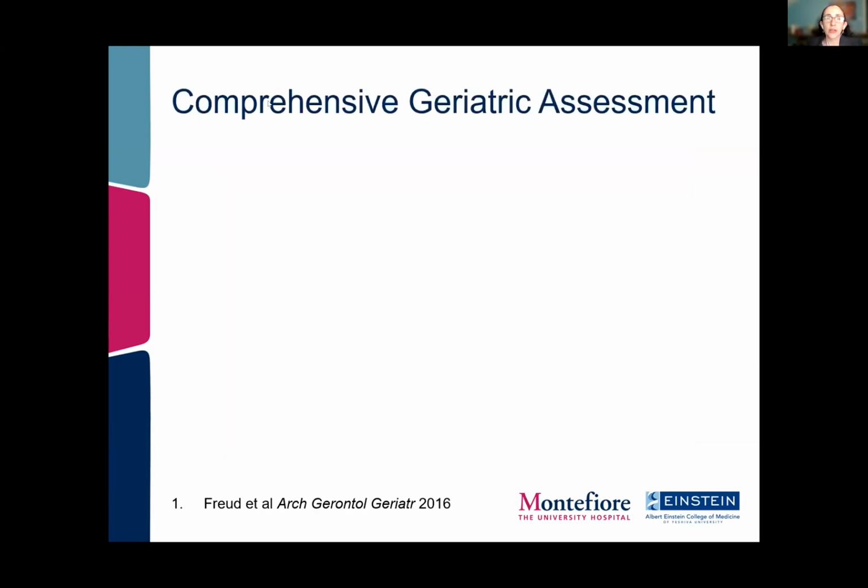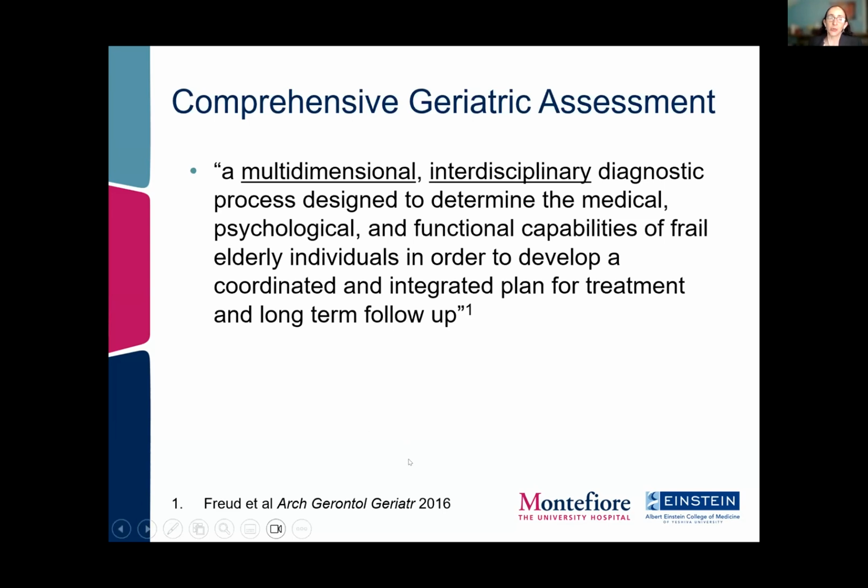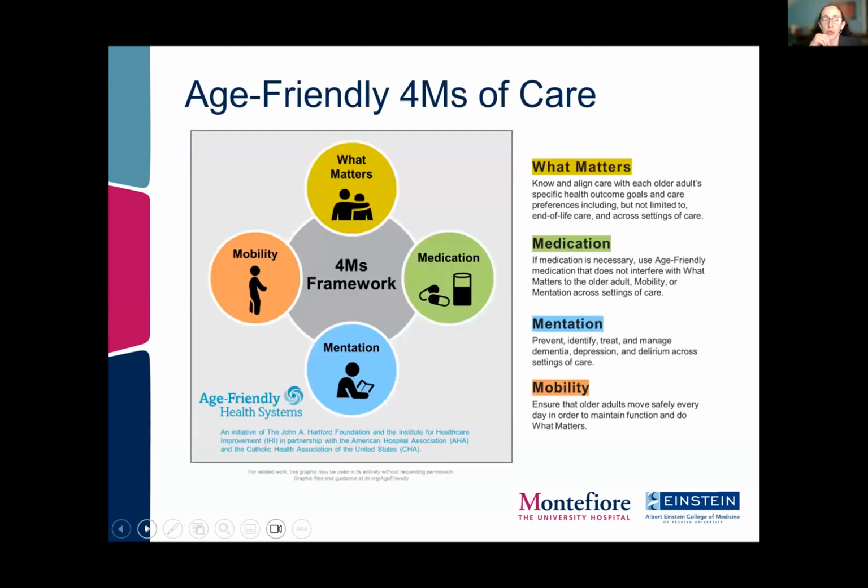Keeping this patient in mind, we're going to talk a little bit about conceptual framing of what we're doing when we're meeting a person with a cognitive concern and trying to really unpack and understand the whole picture of what's going on with them. So we're doing a comprehensive geriatric assessment, and I like definitions. This one is a little old, from 2016, but it's thought of as a multidimensional, interdisciplinary diagnostic process designed to determine the medical, psychological, and functional capabilities of frail, elderly individuals. I apologize for elderly; this is a little outdated. We would say older adults now, in order to develop a coordinated and integrated plan for treatment and long-term follow-up. It's a lot to do, often in a short amount of clinical time, but we're really trying to cover a lot of bases.